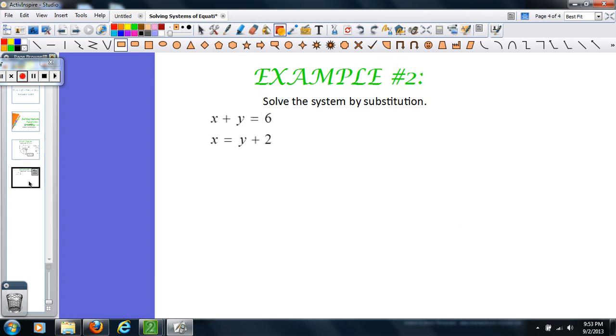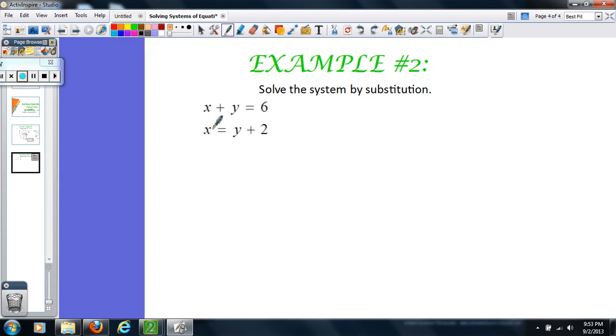Okay, now we're going to move on to example number 2, which is about the substitution method. You can use substitution method at any time, but it's easiest when you have one equation that's solved for one of the variables. For example, equation 1 we have x plus y equals 6. Equation 2 we have x equals. So the equations don't look the same.